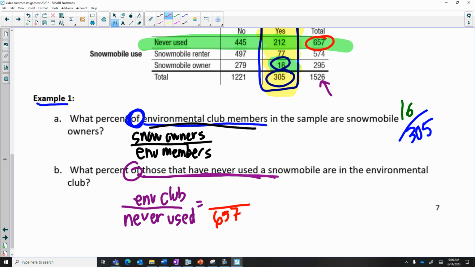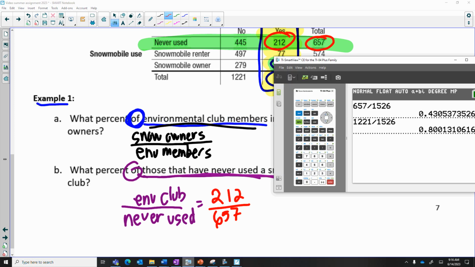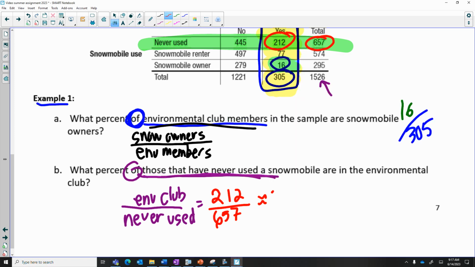Out of those, how many are a member of the environmental club? 212. Okay. And then we could get the percent. 32-ish percent.